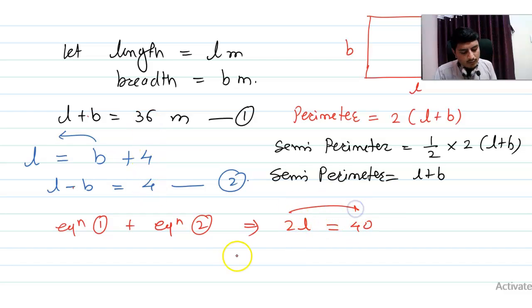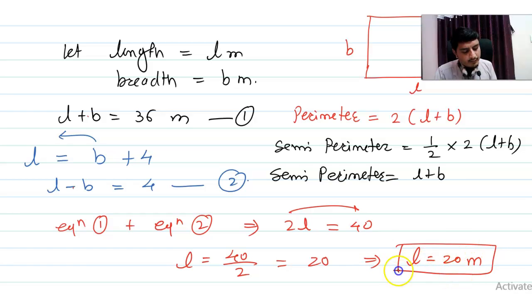To find the length of the rectangular garden, we have to shift 2 from LHS to RHS. 2 is the multiplier, after shifting it will become a divisor to 40. 40 divided by 2 is 20. So the length of the rectangular garden is 20 meter.